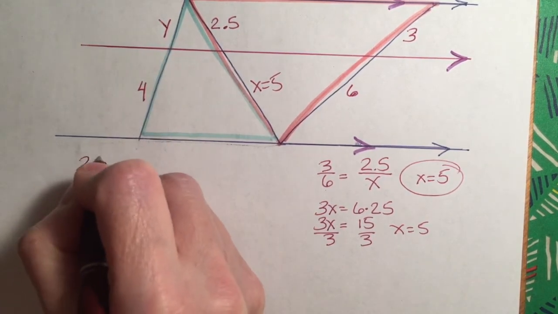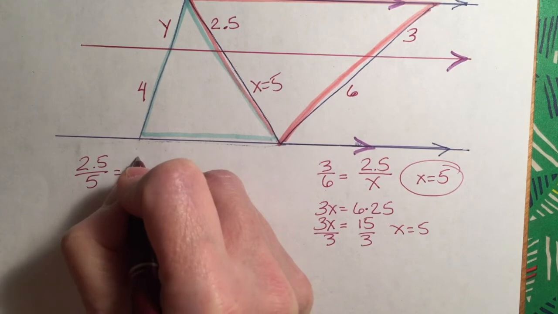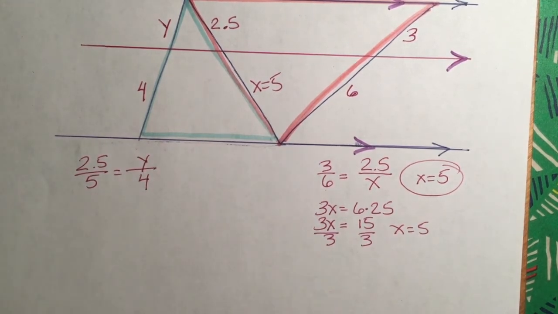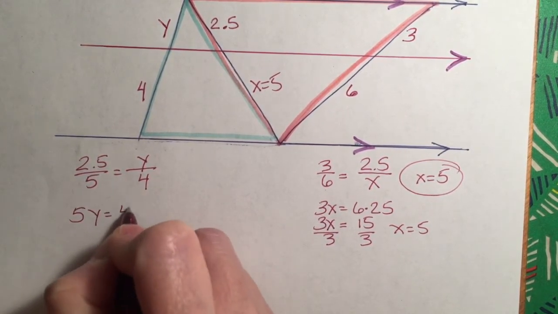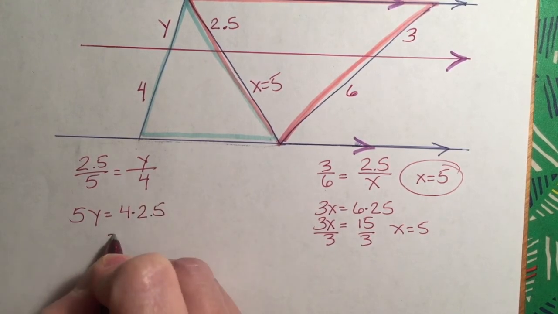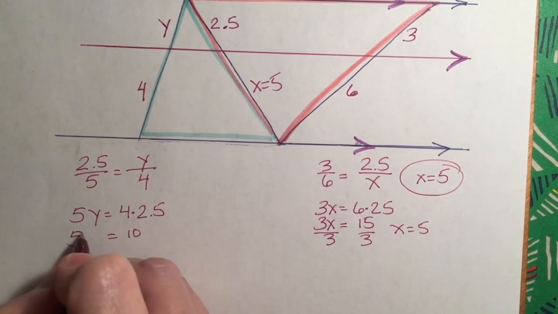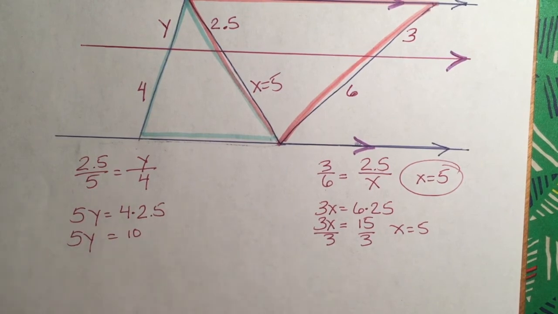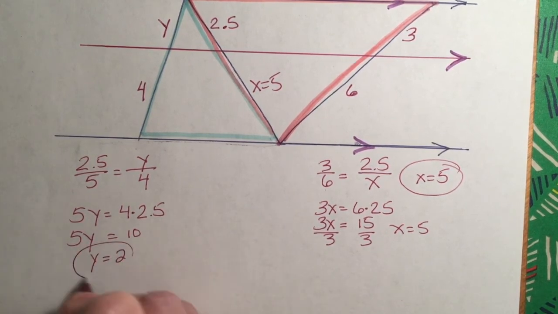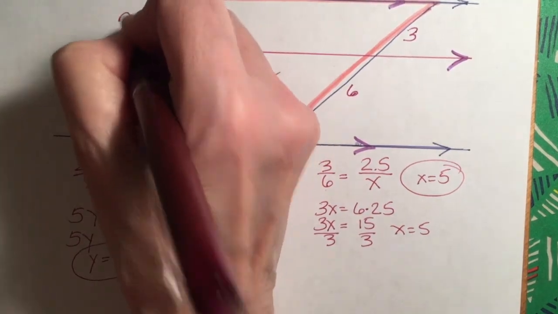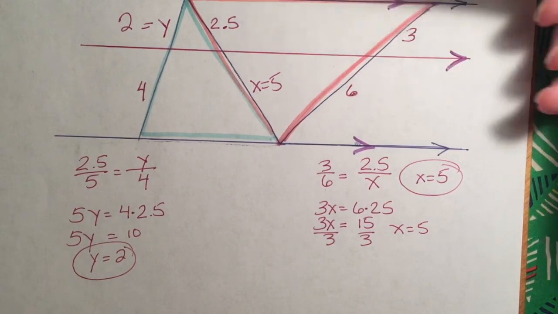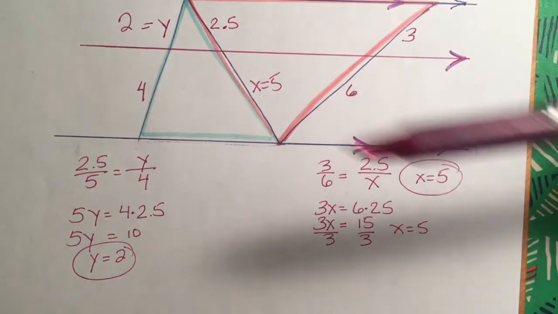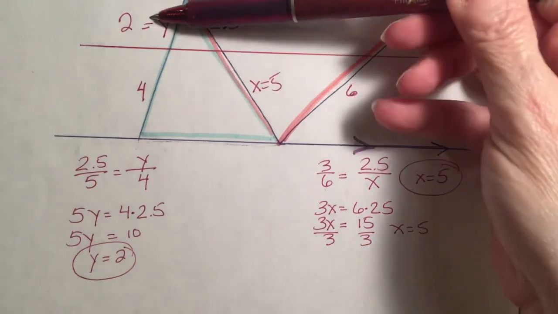So again, 2.5 compared to 5 equals something compared to 4. You can use your logic, or you can cross multiply. If you cross multiply, you get 5 times y equals 4 times 2.5, which is 10. 5y equals 10. Divide by 5, divide by 5. And so that is 2. And does that make sense? If this is 2.5 and this is 5, does it make sense that this would be 2 if this is 4? Yes, it does. These are half of those.